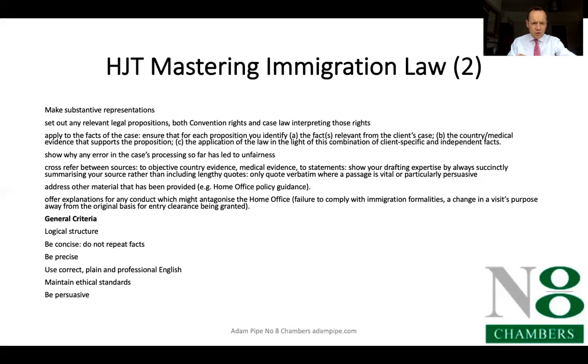And again, look at the general criteria. And again, this is something that'll come up time and again. Logical structure, concise, precise, correct, plain professional English, ethical standards, and being persuasive. And just something HJT often also point out is explanations for conduct that might antagonize the Home Office. So if you've got somebody who overstayed in the United Kingdom and returned to apply for entry clearance, address their overstaying. Say, look, this is not a case that should engage 320(11), and here is why. So address the elephant in the room.